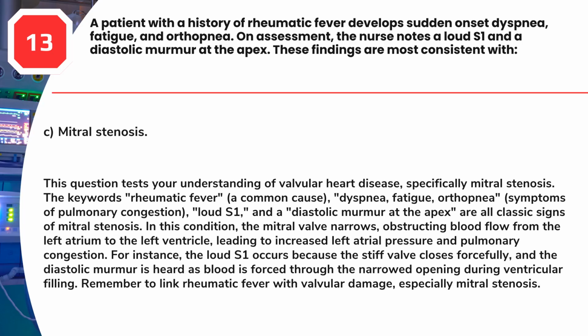Answer C. Mitral stenosis. This question tests your understanding of valvular heart disease, specifically mitral stenosis. The keywords rheumatic fever, a common cause, dyspnea, fatigue, orthopnea, symptoms of pulmonary congestion, loud S1, and a diastolic murmur at the apex are all classic signs of mitral stenosis. In this condition, the mitral valve narrows, obstructing blood flow from the left atrium to the left ventricle, leading to increased left atrial pressure and pulmonary congestion.